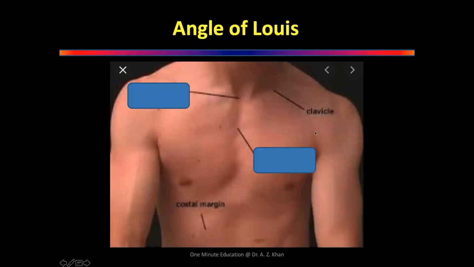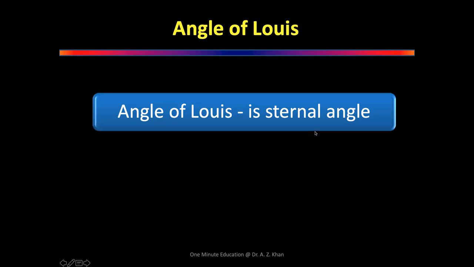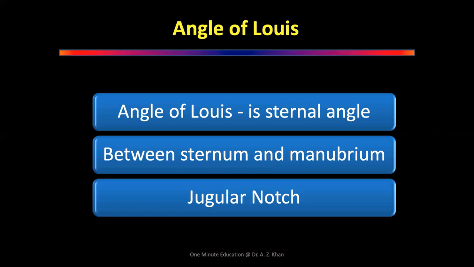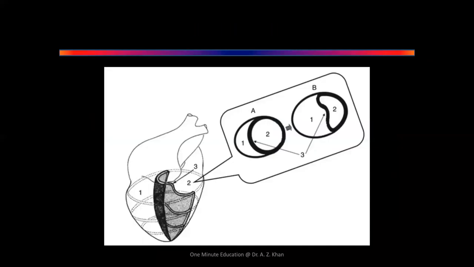Okay, that's the angle of Lewis. The angle of Lewis is the sternal angle between the sternum and the manubrium, and the other one was the jugular notch. So angle of Lewis and jugular notch, two marks if you got both of them correct.